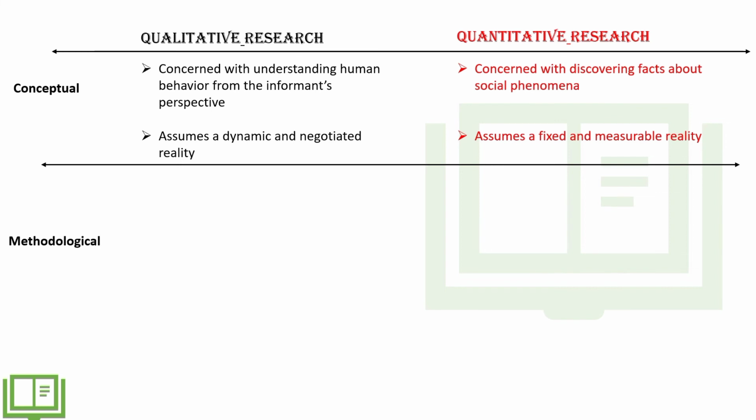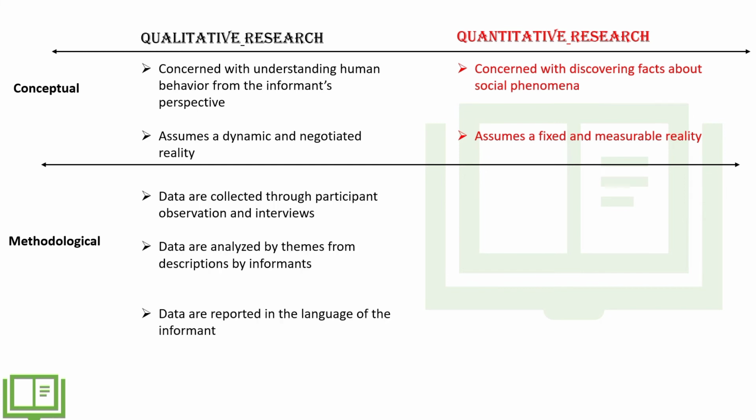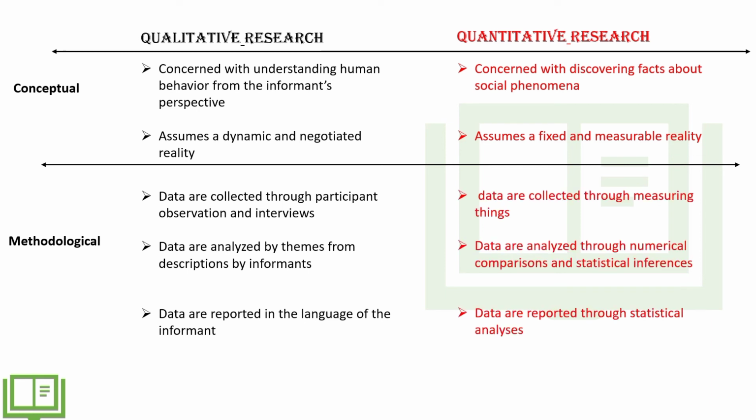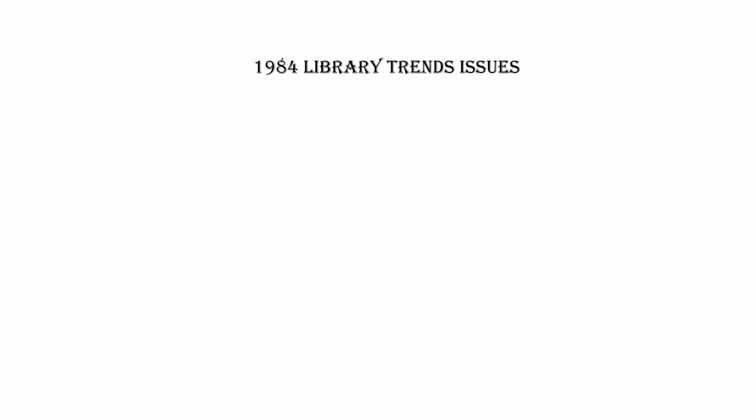In methodological terms, in qualitative research, first, the data are collected through participant observation and interviews. Second, the data are analyzed by themes from descriptions by informants. Third, the data are reported in the language of the informant. While in quantitative research, first, the data are collected through measuring things. Second, the data are analyzed through numerical comparisons and statistical inferences. And third, the data are reported through statistical analysis.